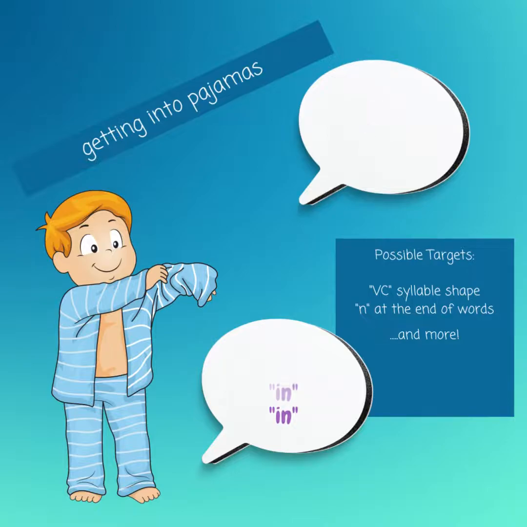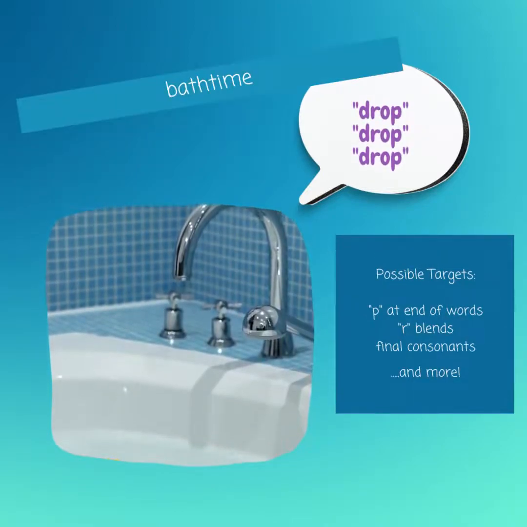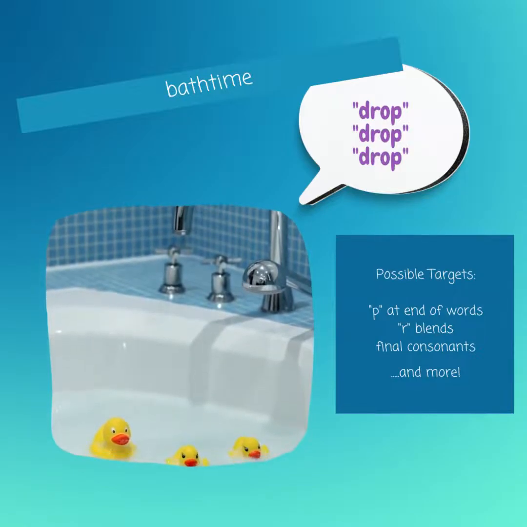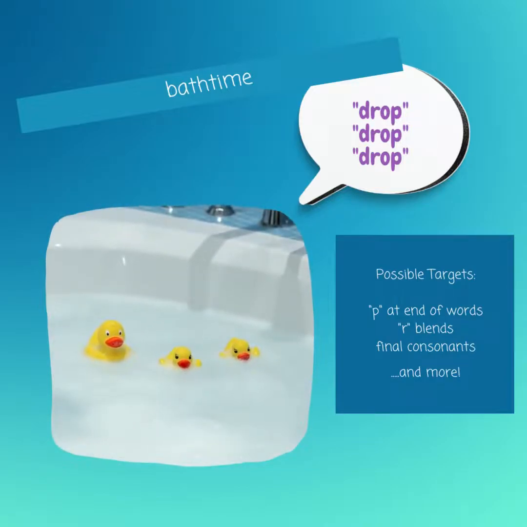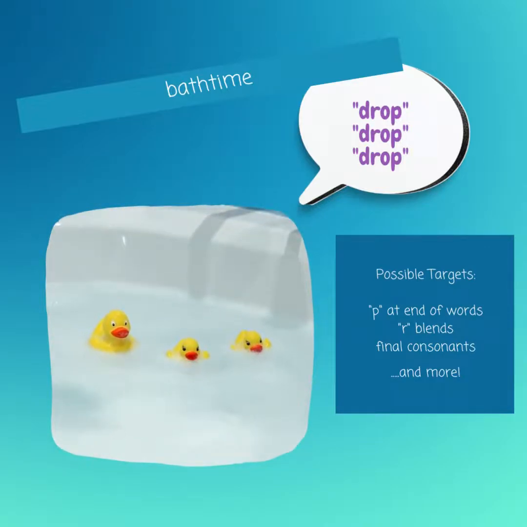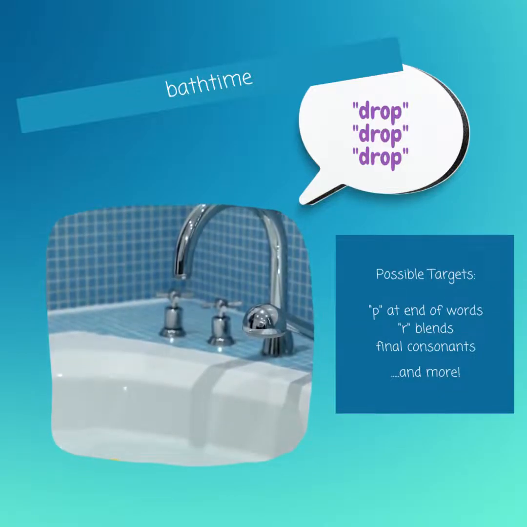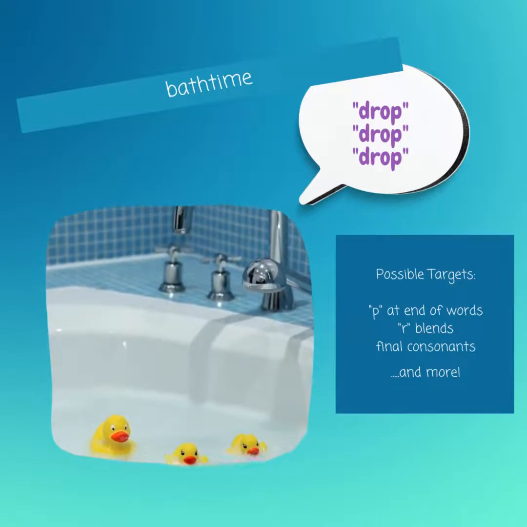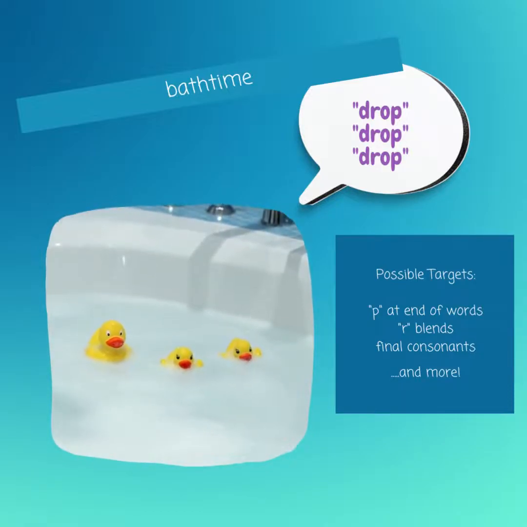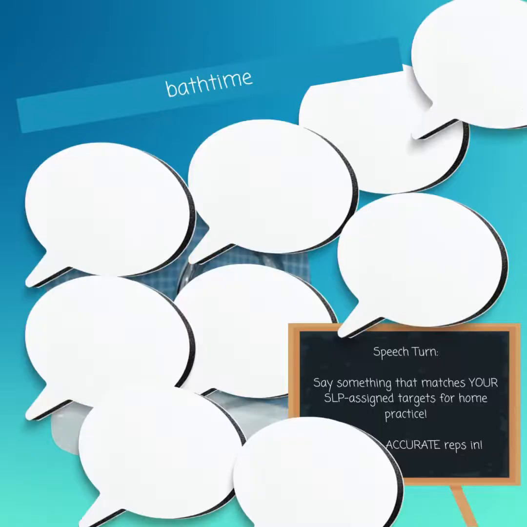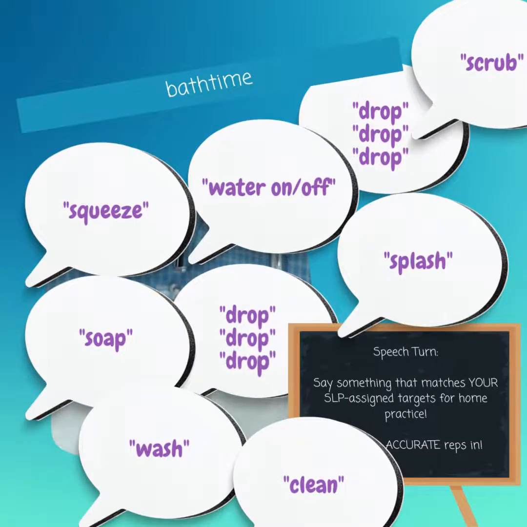Here's a few more examples. If you're like me, when I had little kids, I had a big bucket of bath toys always in the bathroom. So why not wait till your child's in the tub and decide that you're going to drop those toys in one by one, and your child is going to say "drop" every single time. So your repeatable action is just dropping those toys in, and the repeatable speech turn is the word "drop." That would be great if you're working on P at the end of words, or R blends, or final consonants, or some other targets. Think about something that you and your child can say now at bath time for any of the repeatable actions that go with your routine.